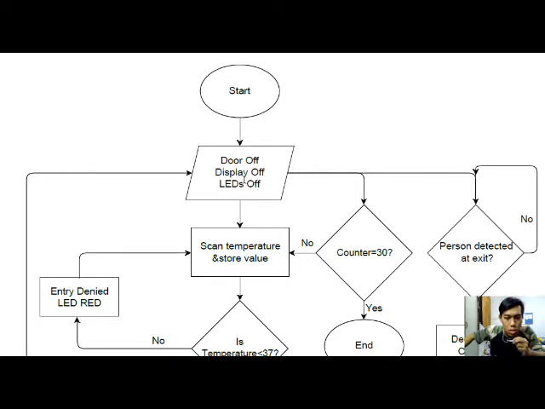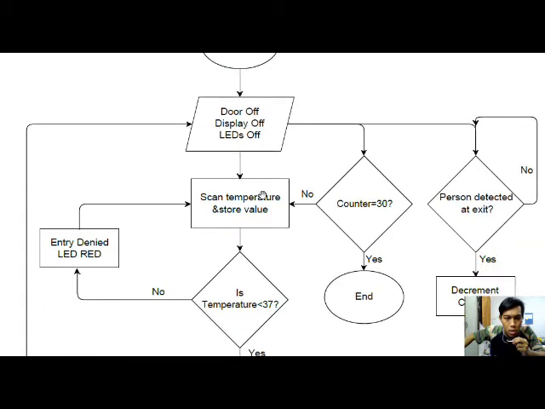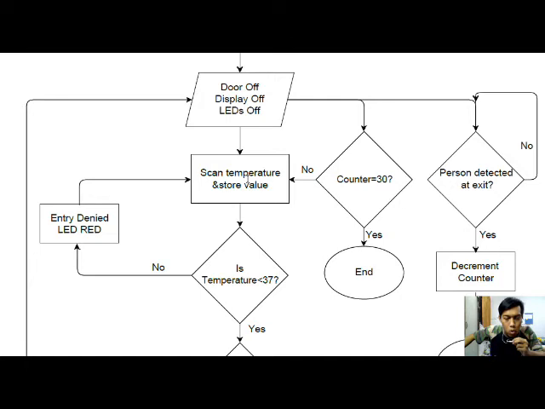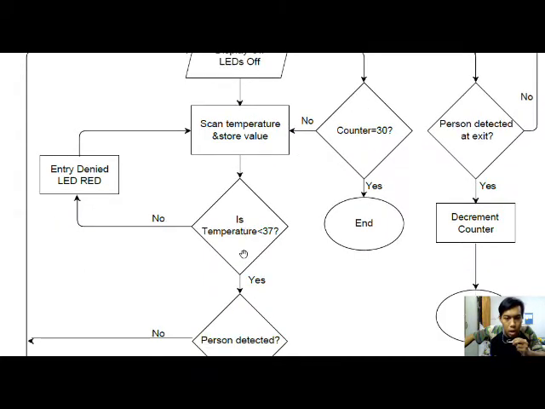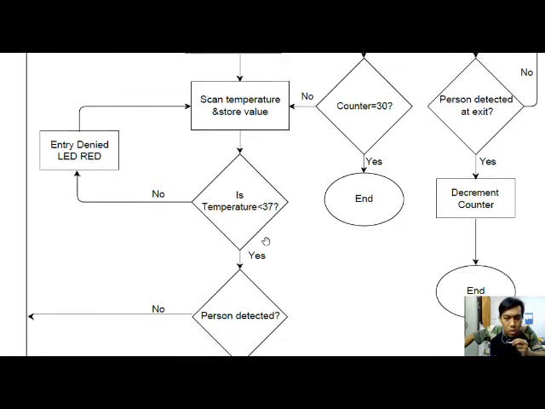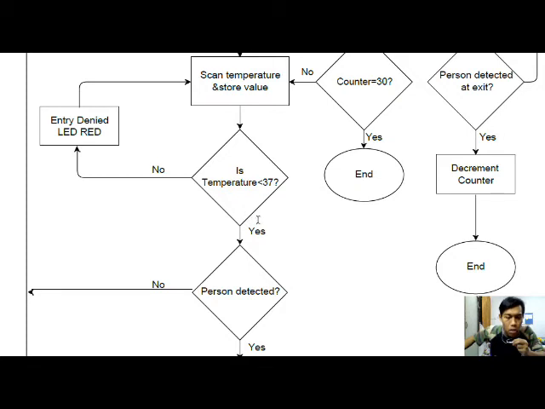For the initialization, the door is off, the display is off, and the LED is off. Firstly, the person who wants to enter the door must scan their temperature first. When the temperature is higher than 37, the LED will show red. They must scan again until the temperature is lower than 37.